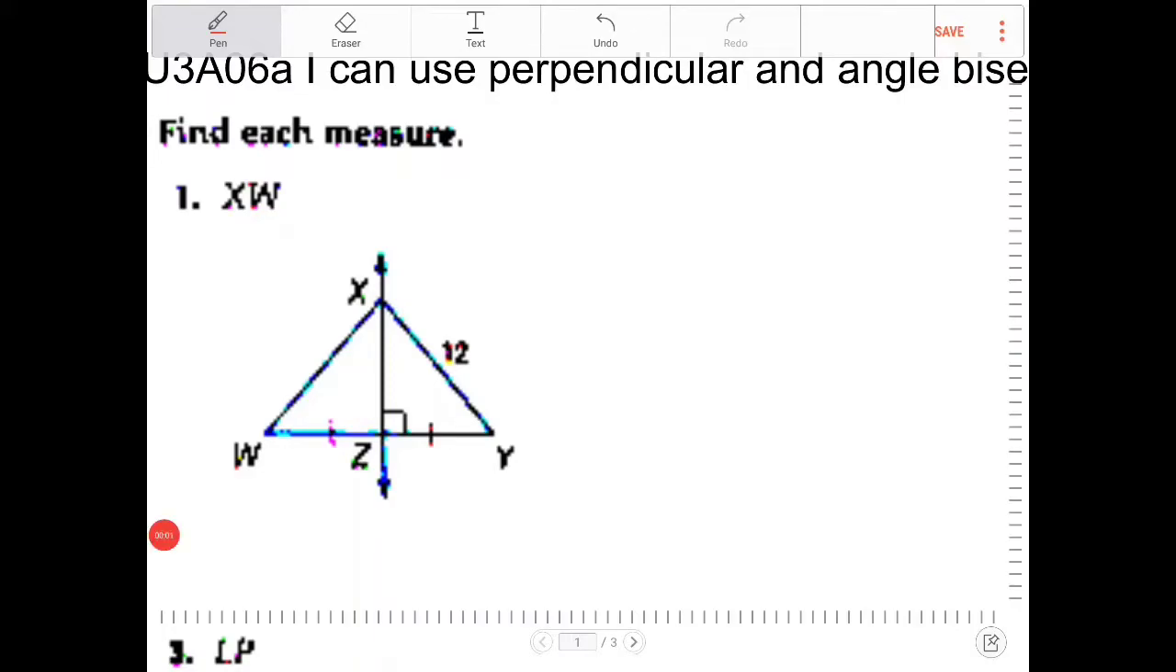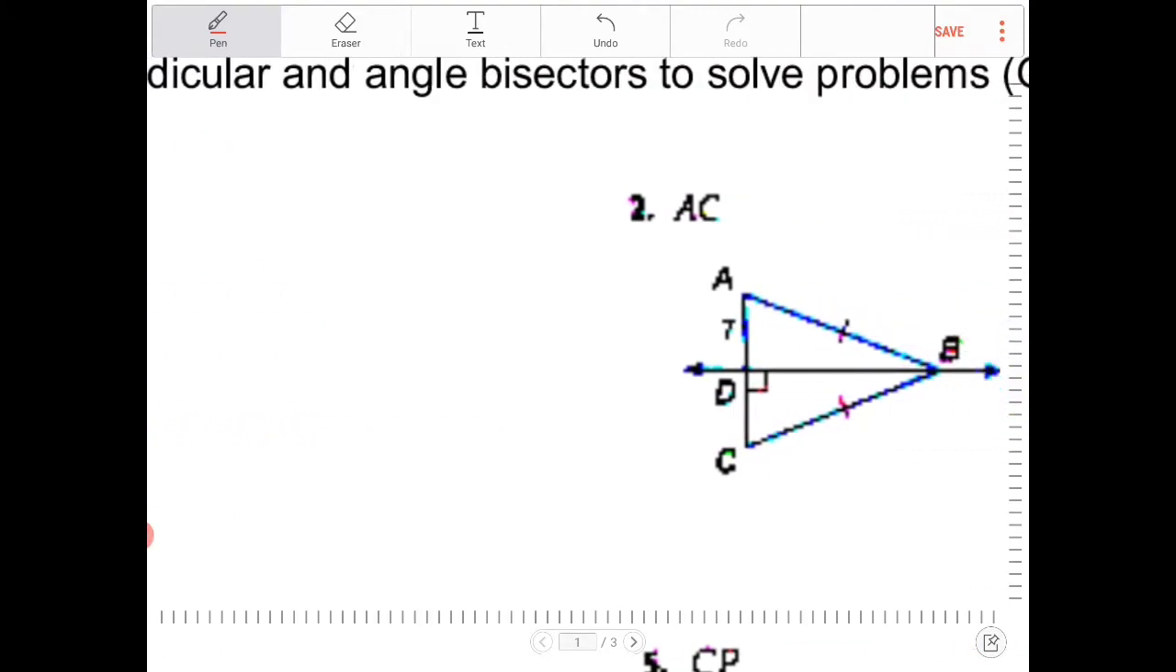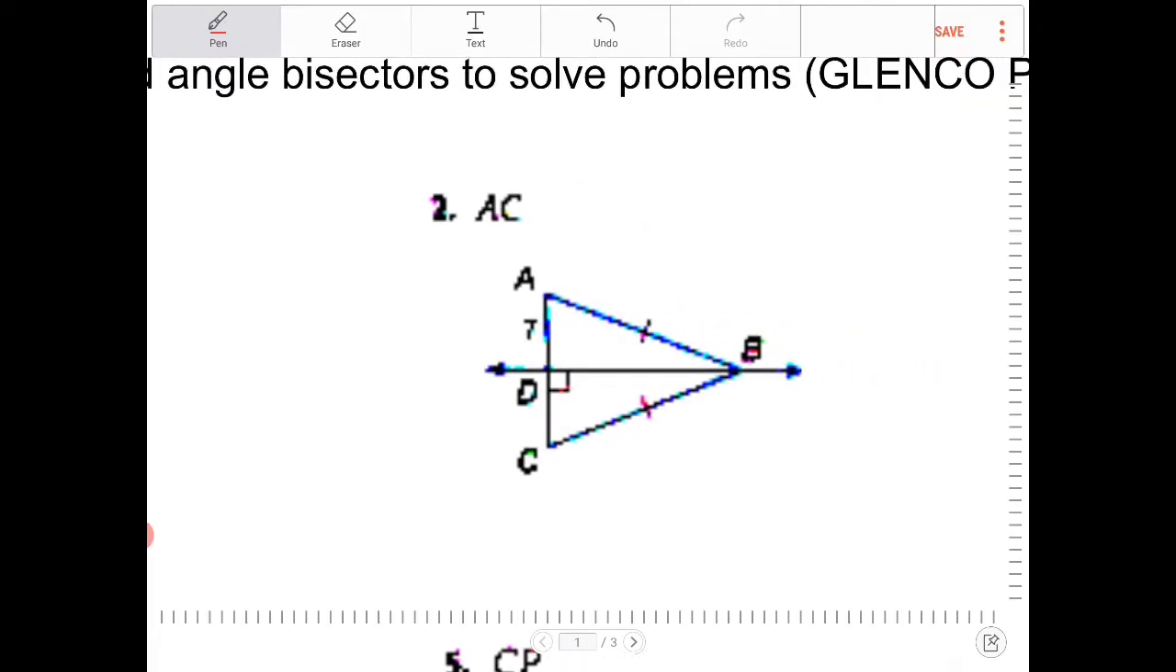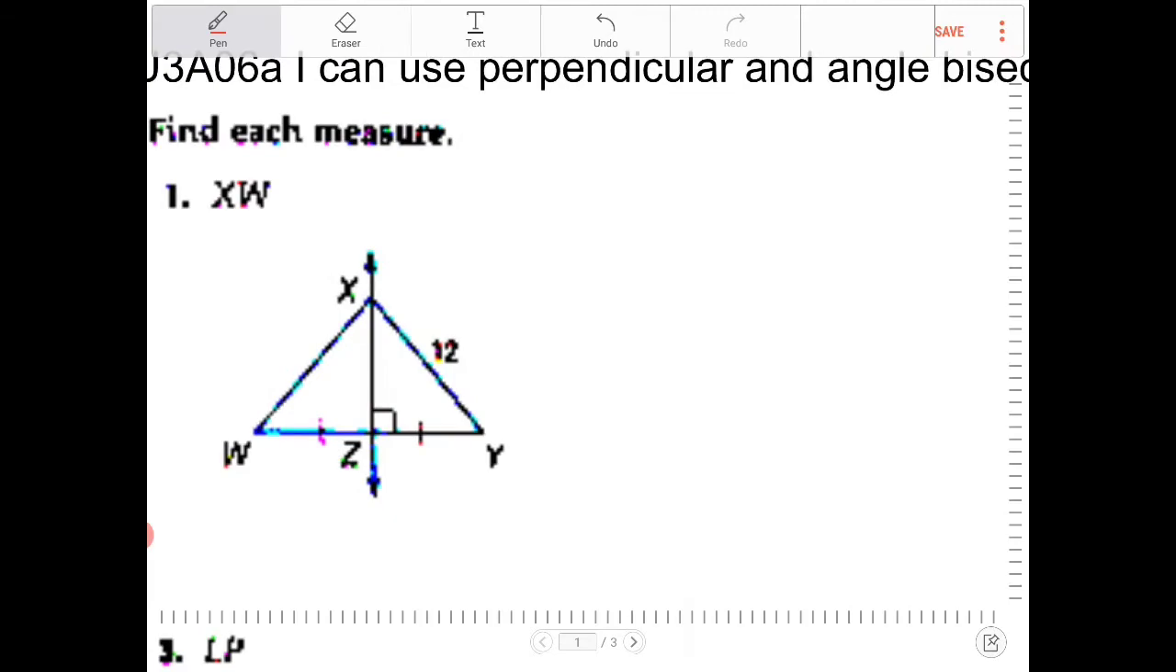Hello students, in this video I will go through exercise U3A06A, which is the direct application of the perpendicular and angle bisector theorem. And we are going to use those theorems to solve problems. Okay, so what exactly is the perpendicular bisector theorem? Let's just recap what that is.